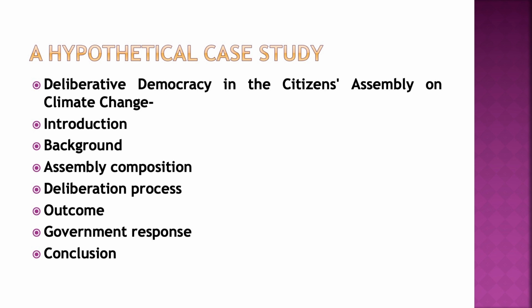So, let us assume that an assembly has been created, and we have titled it as Citizens Assembly on Climate Change. So, this kind of a committee has been created, and the composition of the assembly necessarily should be a heterogeneous mix, a balance of people of all sections of the society with varied interest. So, that is how the committee will be created, and then once the committee is created, the deliberation process will start.